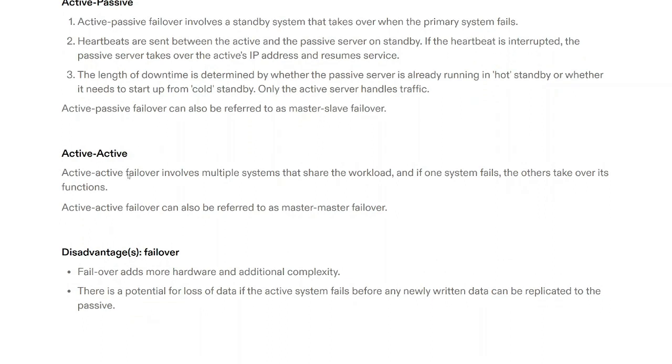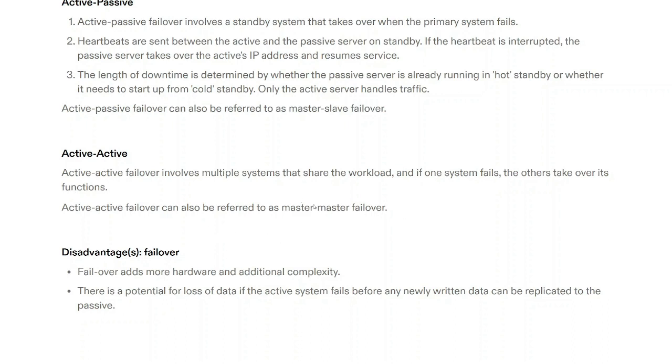Second type, we have active active. In case of active active failover, there are multiple systems that share the workload, and if one system fails, the others take over its function. It's pretty simple, something we covered in our load balancer video. We have multiple servers in place, and all the servers are processing one or the other request. This can also be referred to as master master failover.